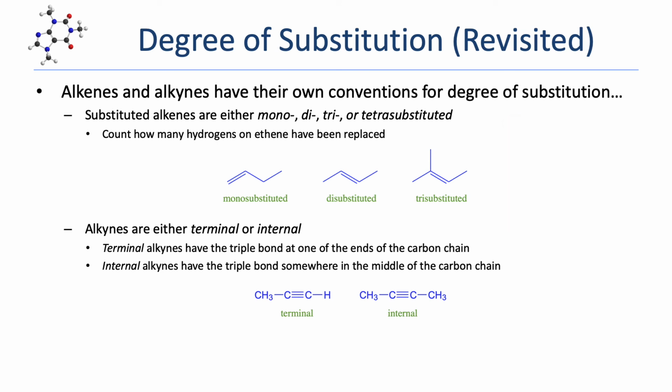With alkynes, the degree of substitution is described as either terminal or internal. A terminal alkyne has the triple bond at one of the ends of the carbon chain. So here I have this example of 1-propyne, and you can see that the triple bond is at the very end of the carbon chain. An internal alkyne will have that triple bond somewhere in the middle of the carbon chain, not on the end. So in this example, we have 2-butyne, and you can see that the triple bonded carbons are not on either end of the carbon chain. They're in the middle somewhere. So that is an internal alkyne.